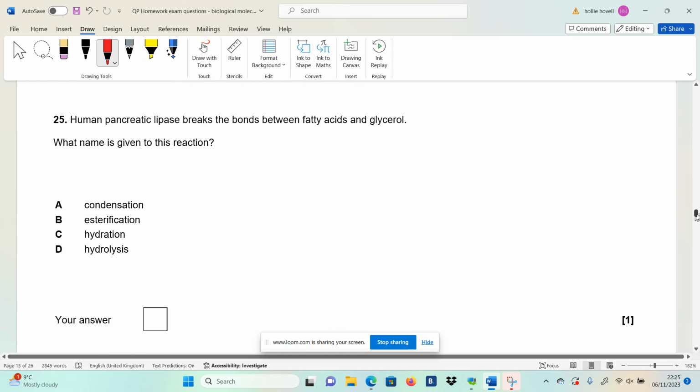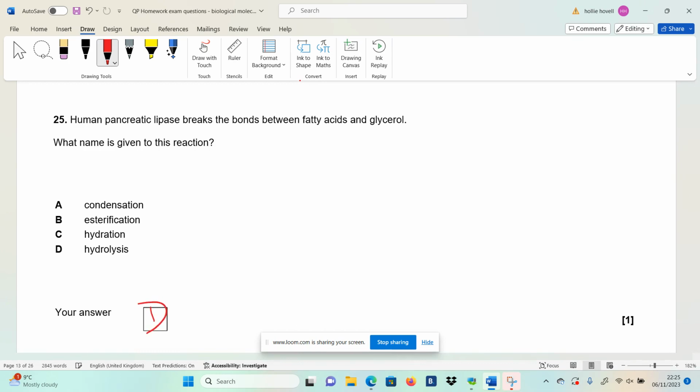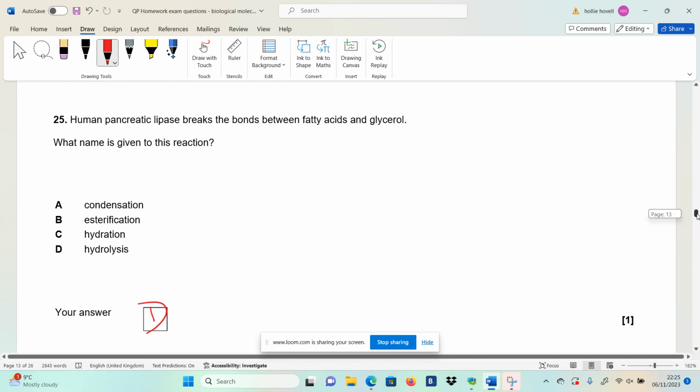Question number 25. Human pancreatic lipase breaks the bonds between fatty acids and glycerol. What's the name given to this reaction? So whenever we break a bond, it's always going to be hydrolysis. Condensation to build the bonds, hydrolysis to break the bonds. So that one should be D.